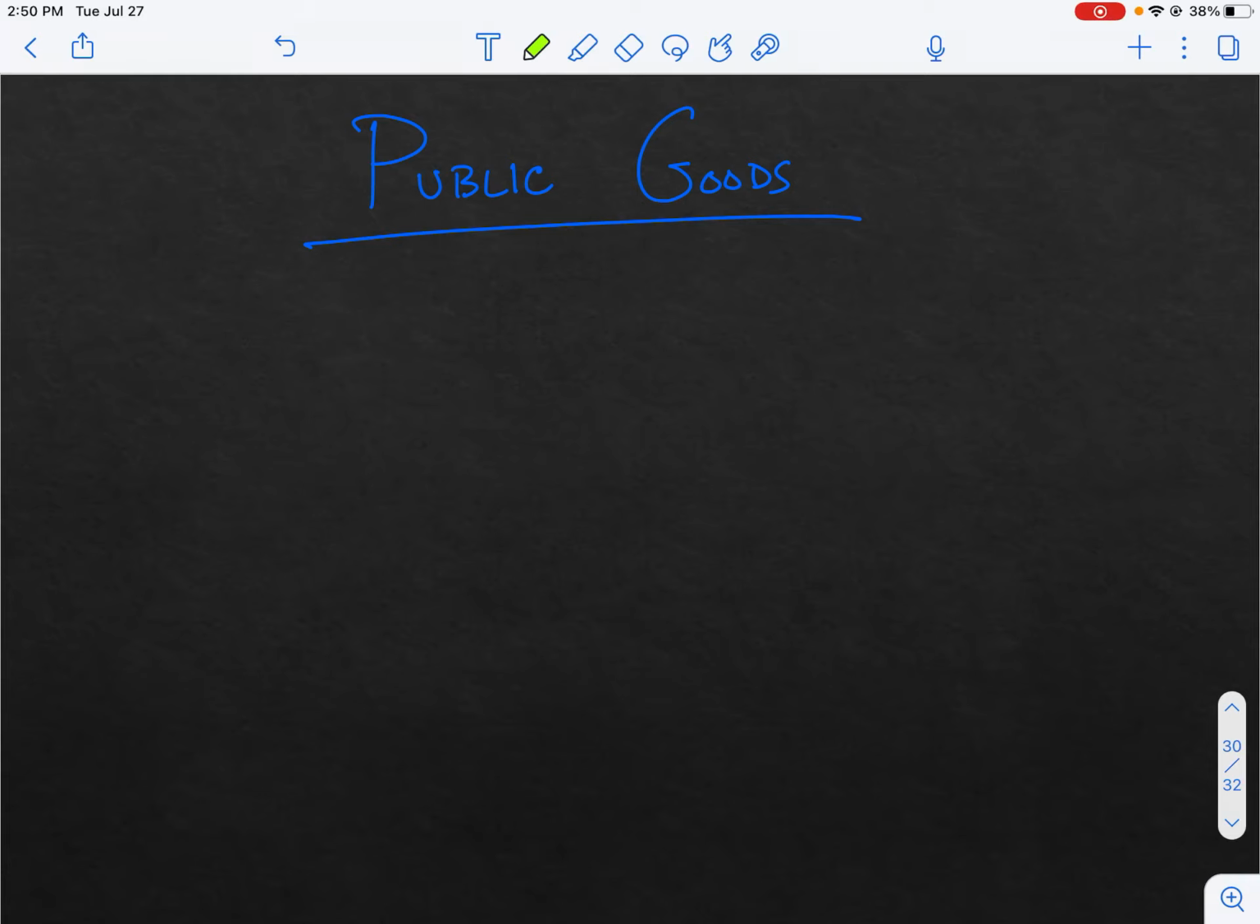Hey everyone, welcome back. Another concept here that I want to talk about is that of public goods. Now, public good is a specific type of good, and it's defined by two different characteristics. And you can use these two characteristics to identify several different types of goods. And so the characteristics have to do with rivalry and excludability.